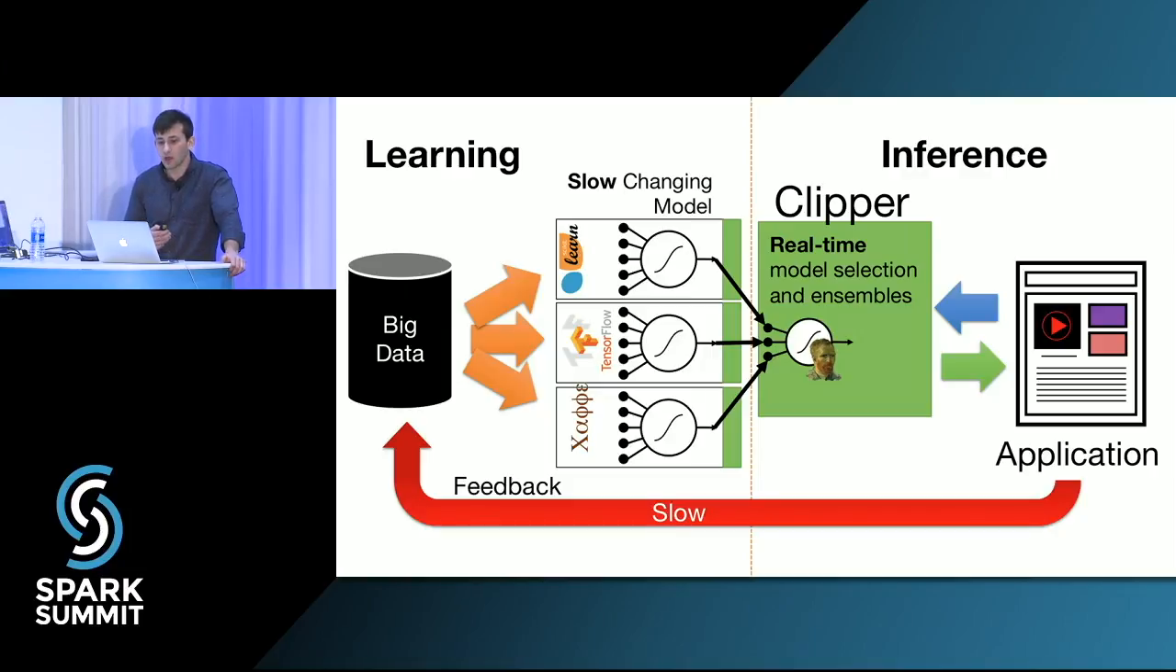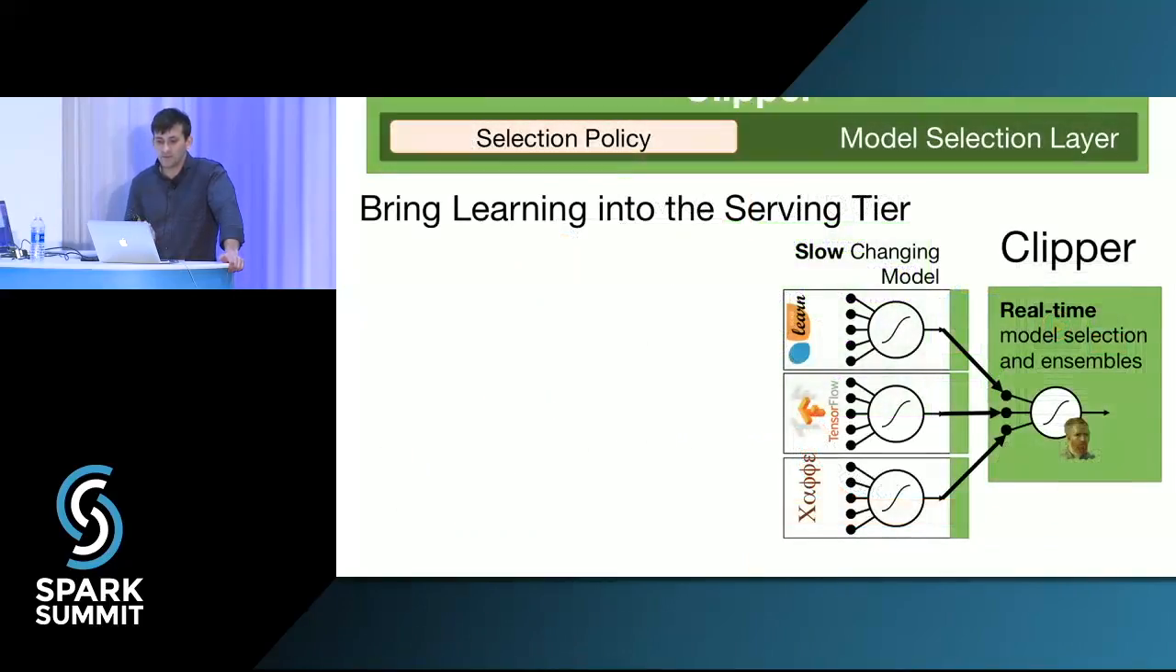And in Clipper, we short circuit this long feedback loop. We don't try and eliminate it, because that's still a very useful thing to do. But we include this fast feedback loop as well, and with that feedback loop, we bring learning into the serving tier. So what are the types of useful learning that we can actually do with minimal compute resources and minimal training data, and without overloading our production serving system?